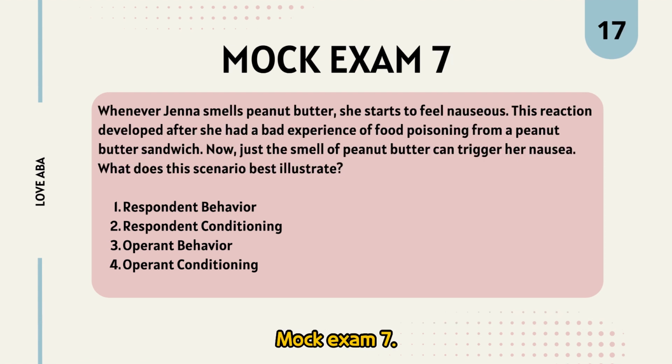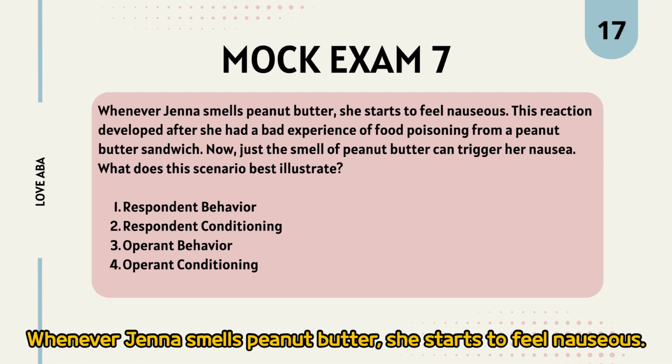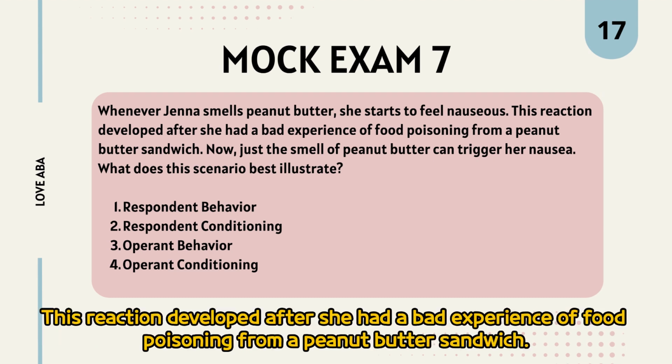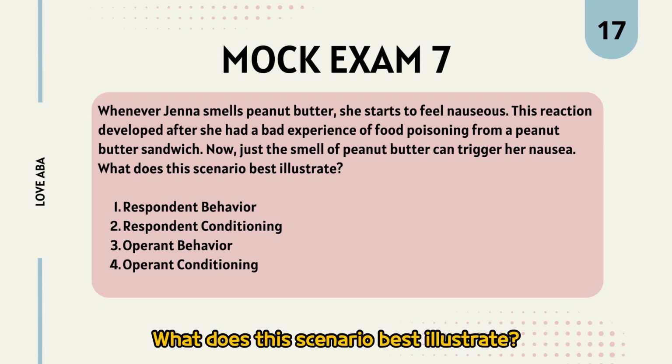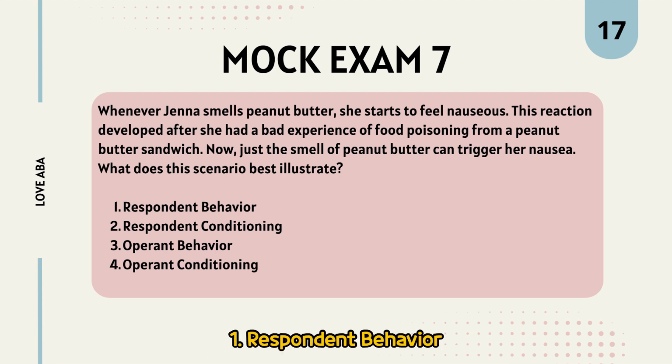Mock Exam 7. Whenever Jenna smells peanut butter, she starts to feel nauseous. This reaction developed after she had a bad experience of food poisoning from a peanut butter sandwich. Now, just the smell of peanut butter can trigger her nausea. What does this scenario best illustrate? 1. Respondent behavior. 2. Respondent conditioning. 3. Operant behavior. 4. Operant conditioning.